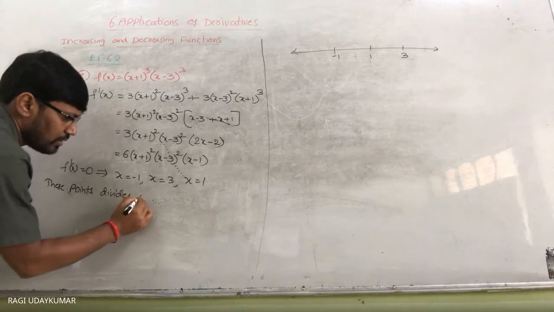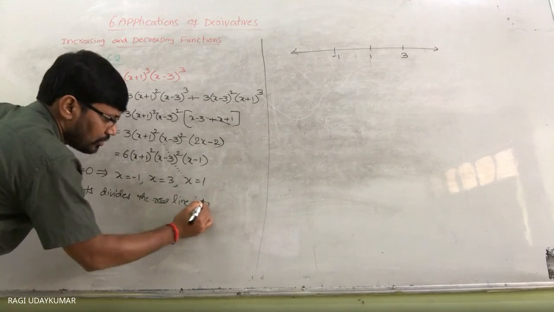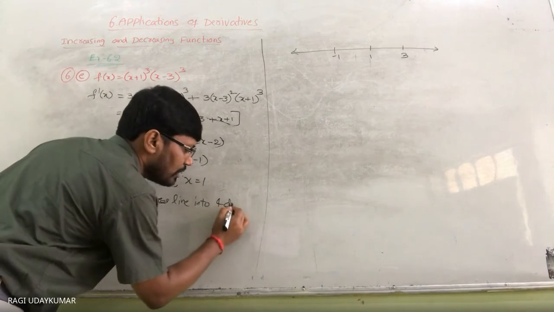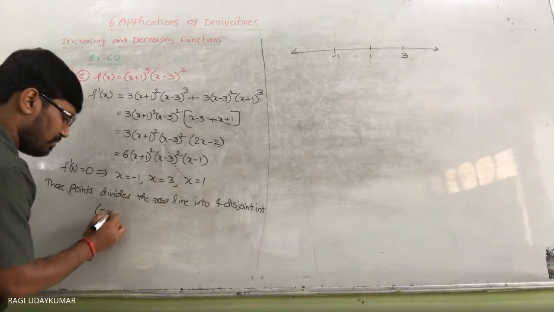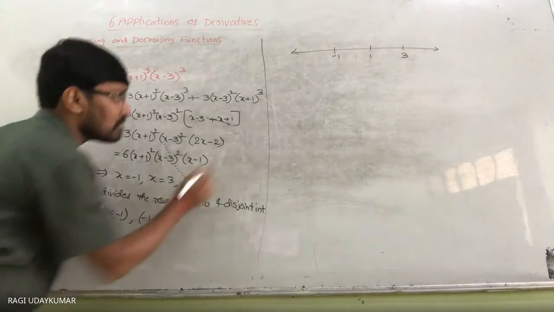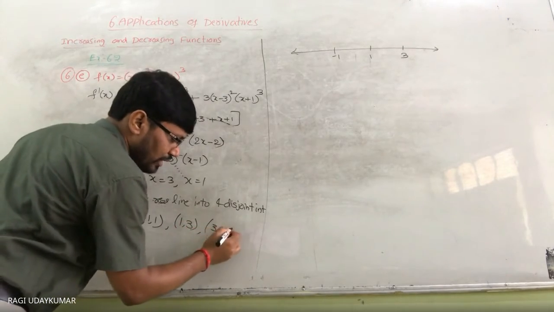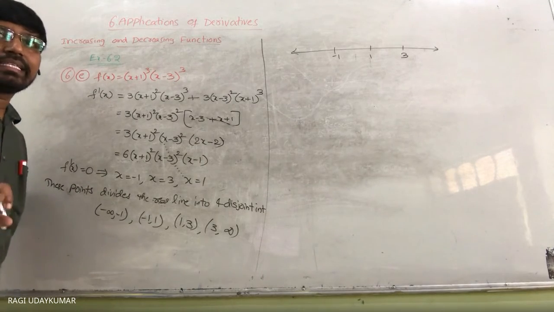So therefore these points divide the real line into 1, 2, 3 and 4 disjoint intervals. So minus infinity to minus 1 is 1, and minus 1 to plus 1, and 1 to 3, and 3 to infinity. But one thing you observe here, it's a very simple task, whenever you are seeing in what interval it is decreasing, in what interval it is increasing to find out.